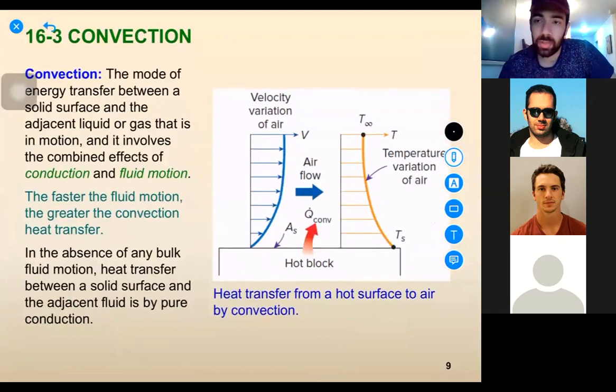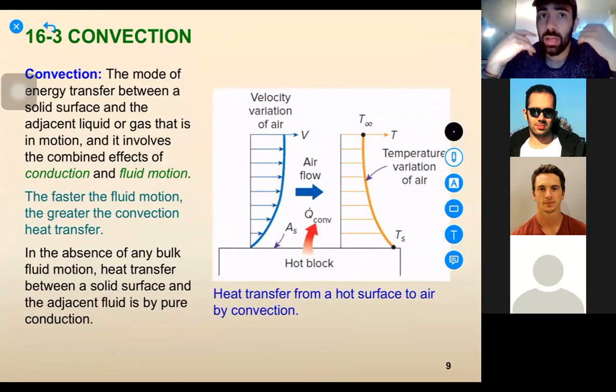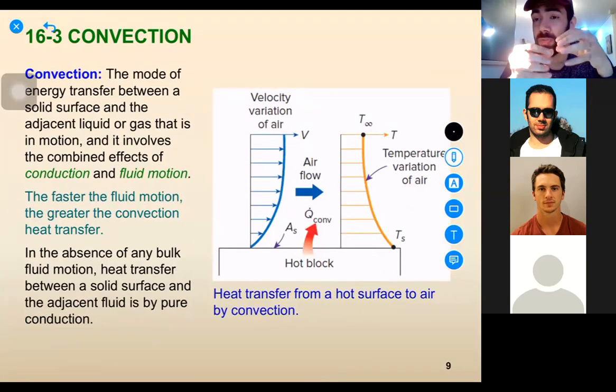The next mechanism of heat transfer is convection. Convection is limited to the cases where we have a surface and a medium of liquid or air flowing over it. If you remember, in conduction we had vibrations and motions of the molecules that helped the conduction and transfer of heat.